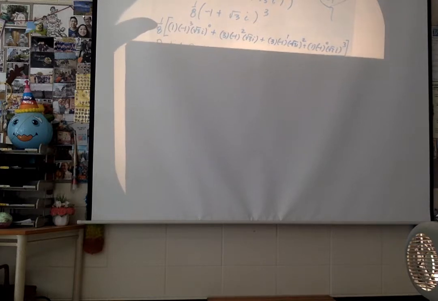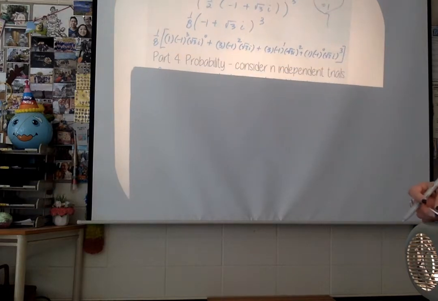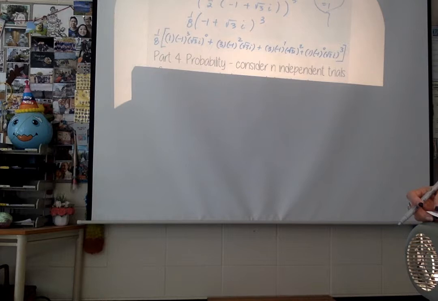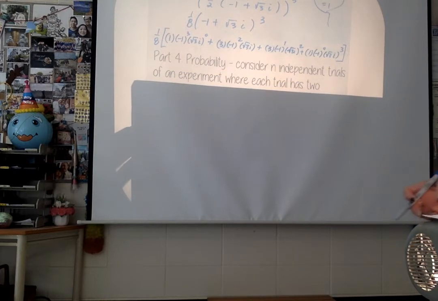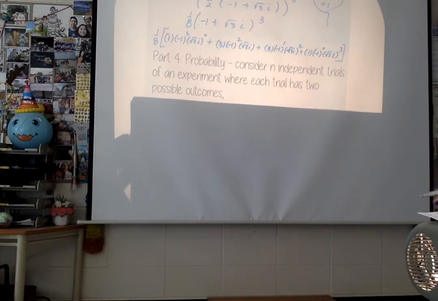All right, now we're going to move on to part 4 and the final. This is our final part, okay? Part 4, probability. Consider n independent trials of an experiment where each trial has 2 possible outcomes. So if you toss a coin, we could get heads or tails. Those are 2 possible outcomes.